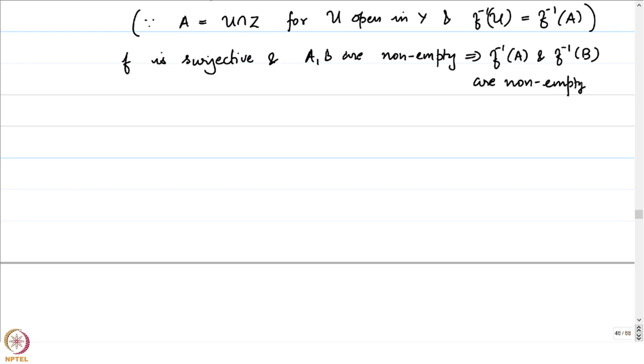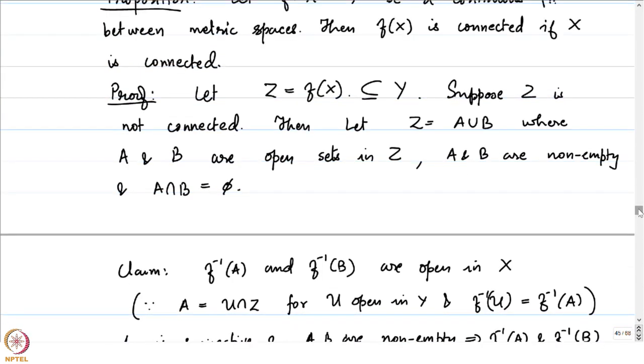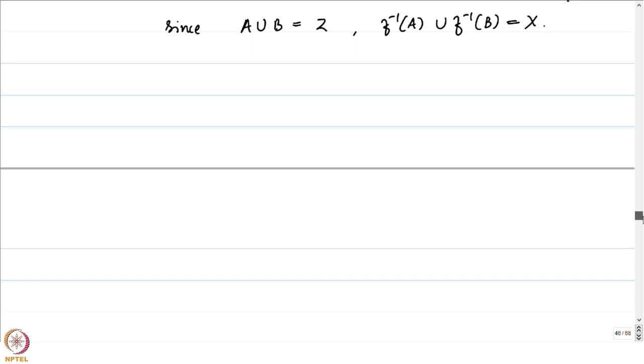So we now have non-empty open sets. Also, since A union B is equal to Z and f is surjective onto Z, f inverse of A union f inverse of B is equal to X. The only thing to finally check is that these are disjoint, which you should sit down and check. This follows directly because A and B are disjoint. So if you start off with a separation A, B of Z, then we end up with a separation of X. But we started off with X, which is connected. This is the assumption in the hypothesis, right? This is a contradiction.